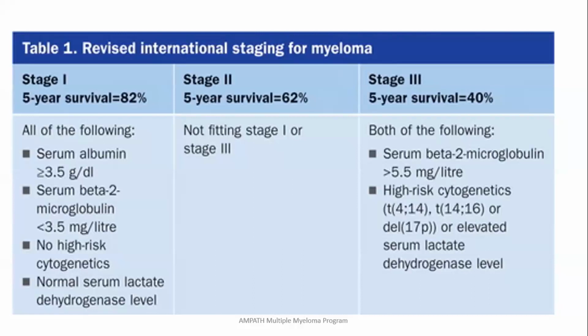And these patients, their 5-year survival is more than 82%. And then stage 3 is a serum beta-2 microglobulin of more than 5.5, and then a high or elevated LDH, and then high-risk cytogenetics. So next slide.